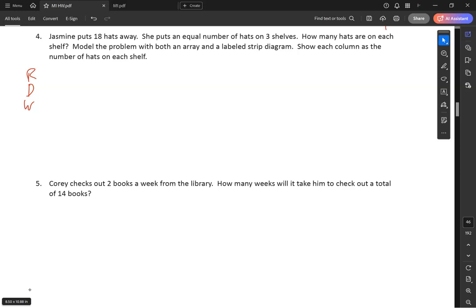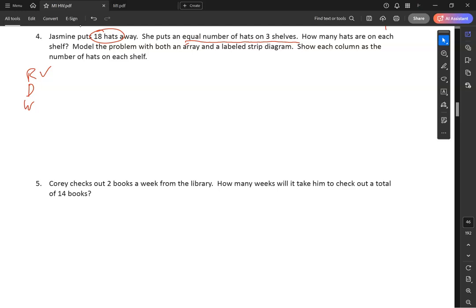Okay? So we read it. Now we have to draw it. In order to draw it, we got to know what we're drawing. So we know that there's 18 hats. That's our total. And we know they're put into equal number of hats on 3 shelves. 3 shelves. So they want to know how many hats are on each shelf. They want an array and a strip diagram. So let's take a look.